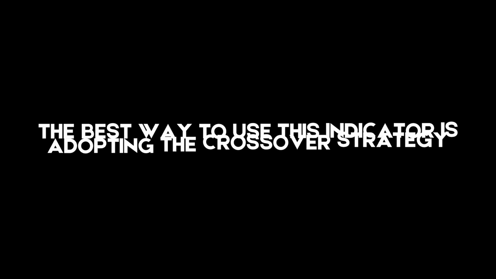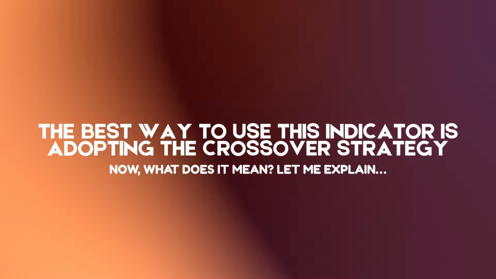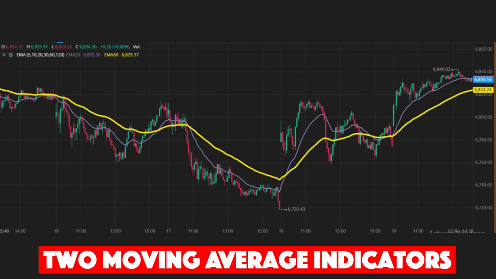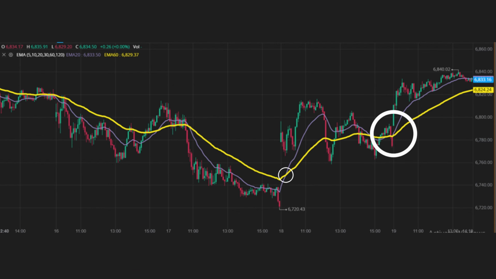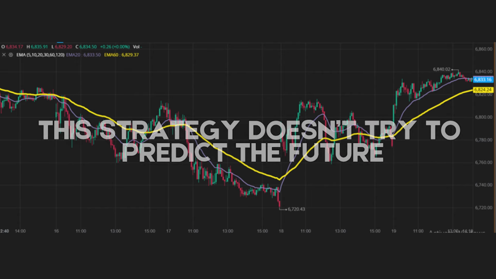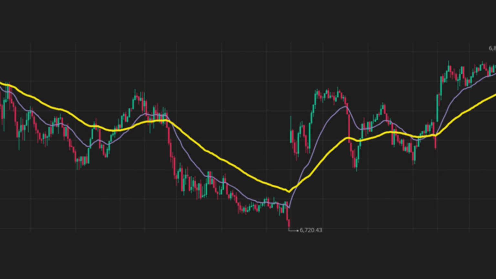The best way to use this indicator is adopting the crossover strategy. Now, what does it mean? Let me explain. A moving average crossover is basically a method in which we use two moving average indicators, one that's short-term and another that's long-term. Whenever these two averages cross each other, it signals a possible change in trend direction. Unlike most indicators, this strategy doesn't try to predict the future. Instead, the crossover only happens after the price has already started moving in a new direction, giving clear, rule-based signals and removing much of the guesswork and emotion from trading.